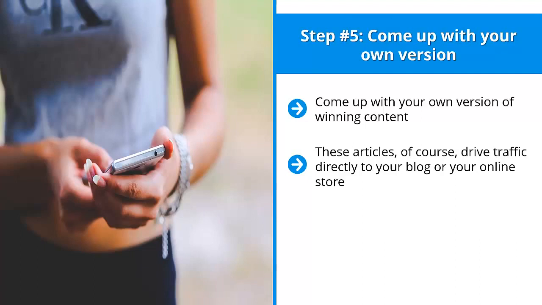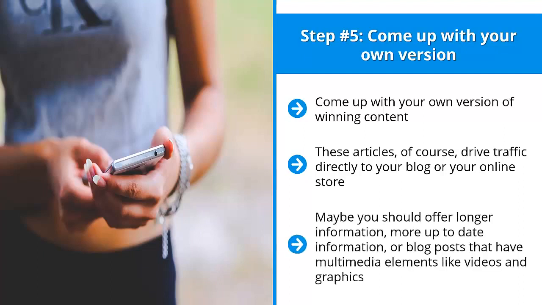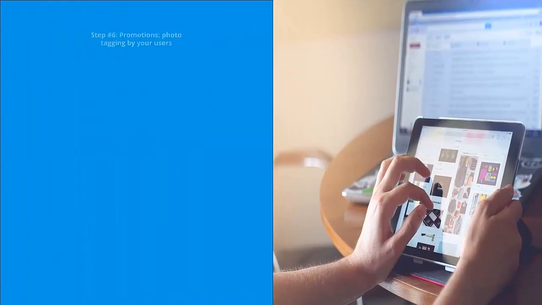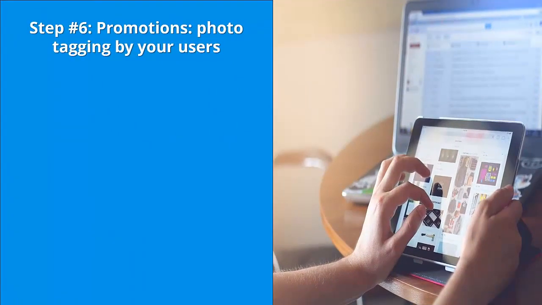Pay attention to how your curated popular content talks about the topic and adopt the same style but deliver something better. Maybe you should offer longer information, more up-to-date information, or blog posts that have multimedia elements like videos and graphics. Whatever you need to do, come up with content that basically blows away all the other content that you feature on your page. Step number 6, promotions, photo tagging by your users.